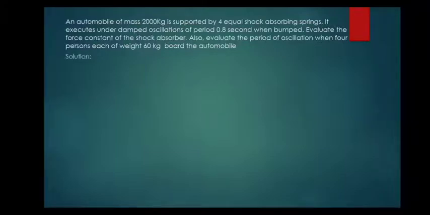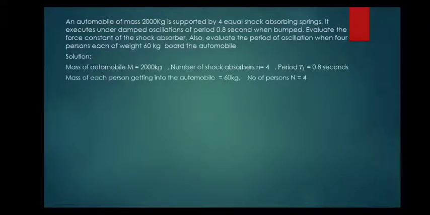So in this problem, mass of automobile is given, which is 2000 kg. Number of shock absorbers n is equal to 4. Period T1 is equal to 0.8 seconds. Mass of each person getting into the automobile is taken as 60 kg and number of persons n is equal to 4. So mass supported by each of the springs can be calculated, which will be equal to 2000 by 4, equal to 500 kg.